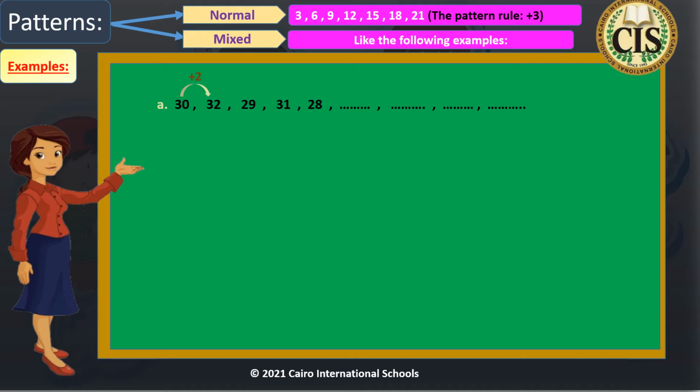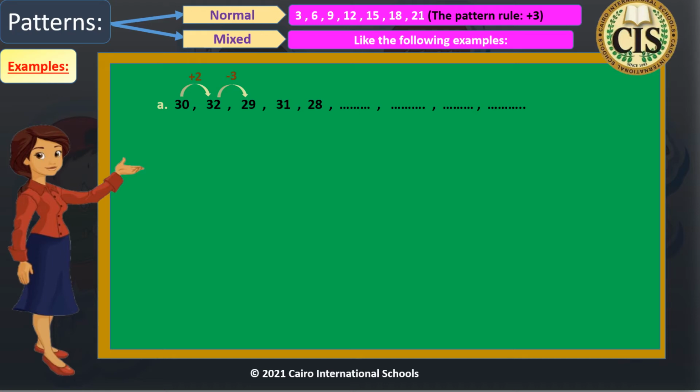Then look at the next two numbers, 32 and 29. Now 32 becomes 29, so it decreased. Decreased by what? Ask yourself. Subtract 32 minus 29 equals 3. And it's decreasing. Don't forget, it's decreasing. 32 decreased to become 29. So we will write minus. Minus what? Minus 3. Then the pattern rule is plus 2 minus 3.